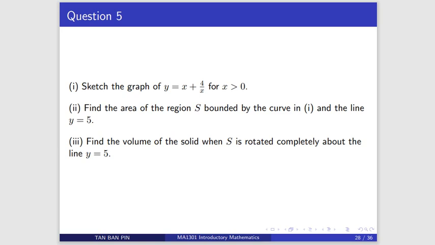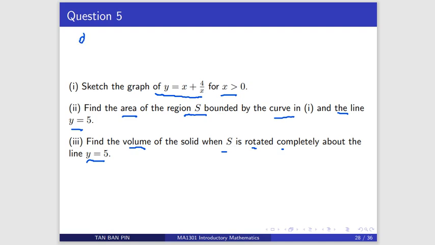In question 5, you are asked to sketch a graph of y equal to x plus 4 over x for x positive. Part 2 is to find the area of the region bounded by the curve in part 1 and the line y equal to 5. Call the region S. Then find the volume of the solid when S is rotated completely about the line y equal to 5. First, we learn how to sketch the curve y equal to x plus 4 over x.